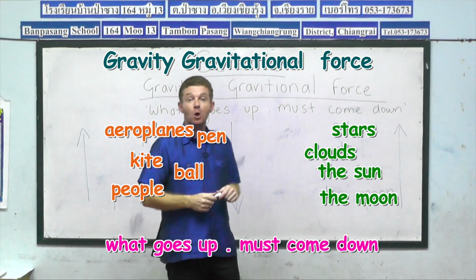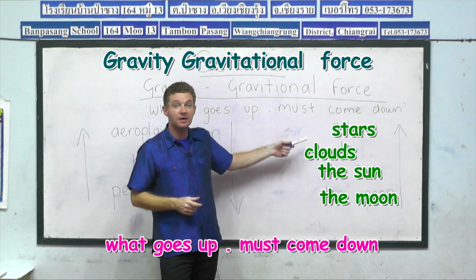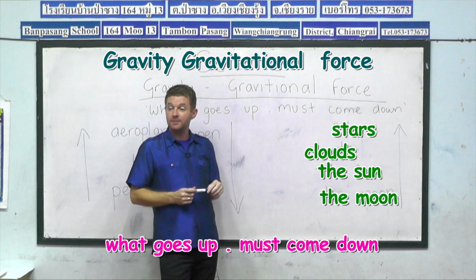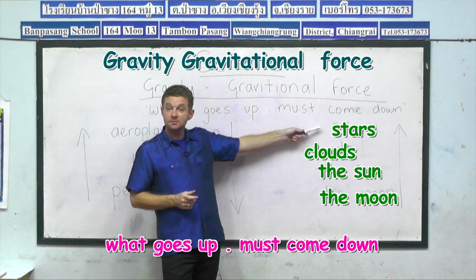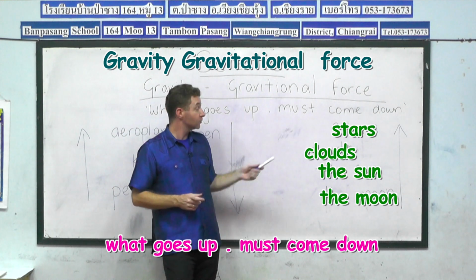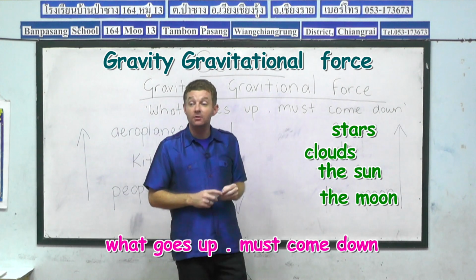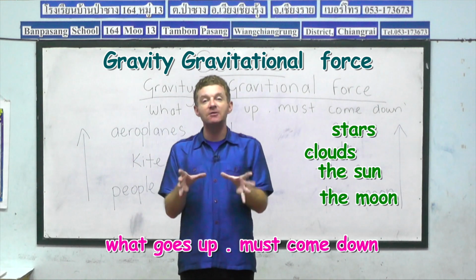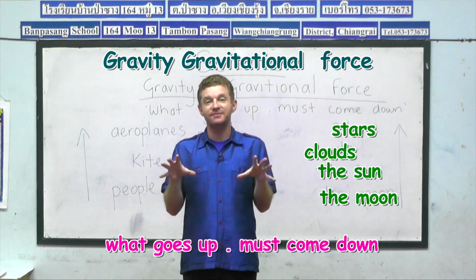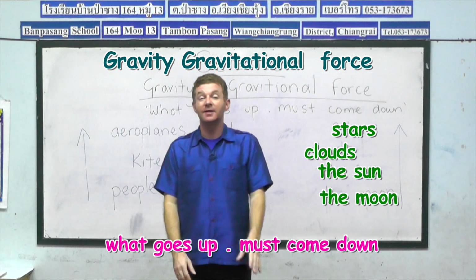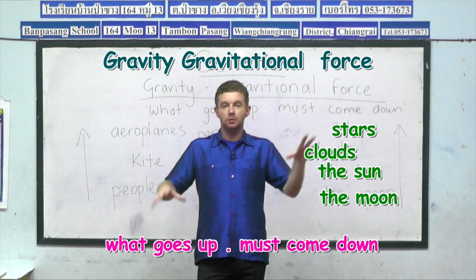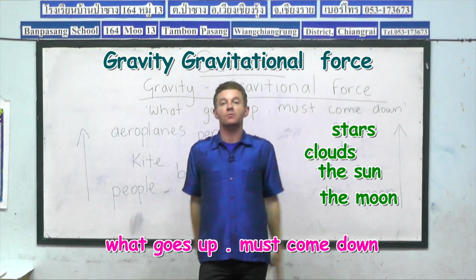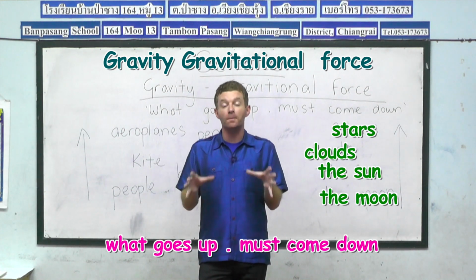But planetary objects outside the atmosphere are not controlled by gravity, such as stars, clouds, the moon, and the sun. So we can see that gravity and gravitational force only affects things on planet Earth. That's why when we look into space, you can often see things floating about, because gravity does not apply there.